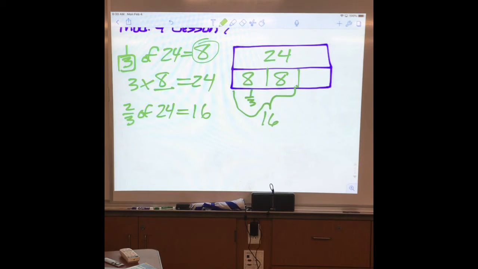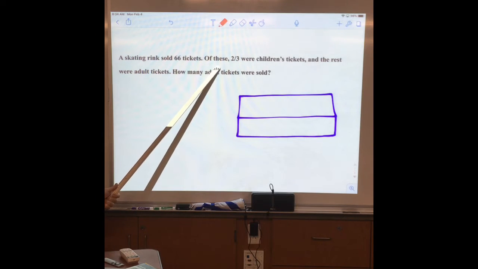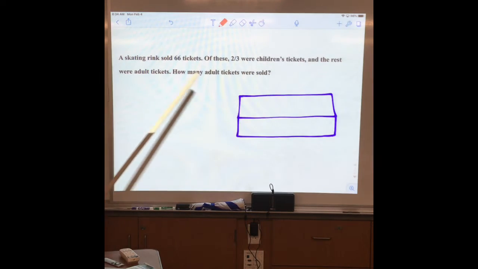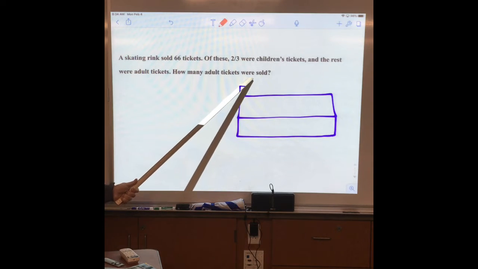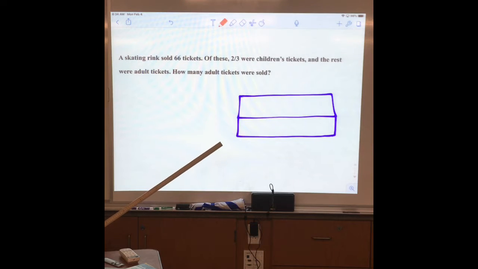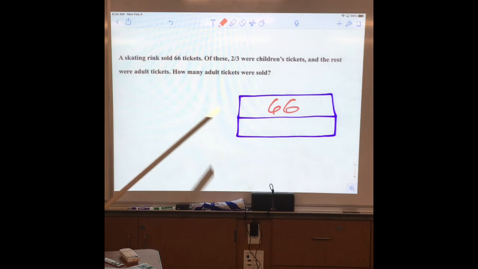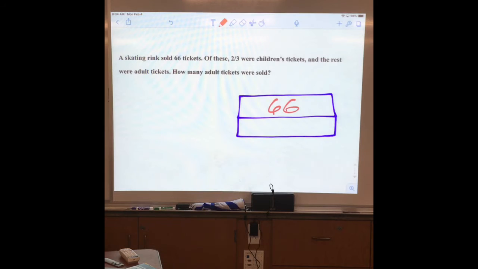Nice work, people. Okay, we've got a word problem. It says a skating rink sold 66 tickets. Of these, 2/3 were children's tickets, and the rest were adult tickets. How many adult tickets were sold? Well, what do we want to put in this top box? That's right, we're going to put the 66, because that's our total number of tickets, right? And it's cutting them into what? Thirds. You're right. Good job.